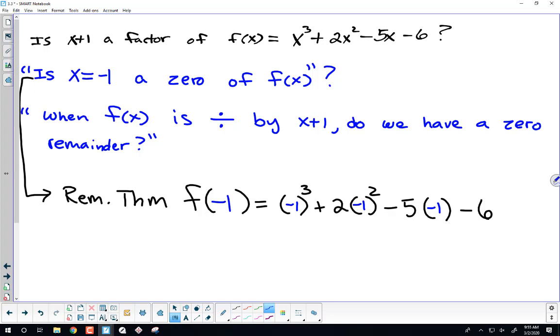Got a few confirmations. -1 cubed. -1 squared is 1 times 2. -5 times -1. And then we have our -6. So we have -1 plus 2, that's a +1, plus 5 is a +6, minus 6 is 0.